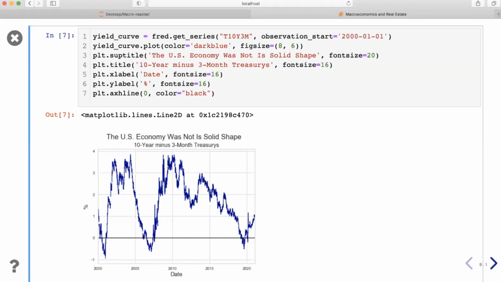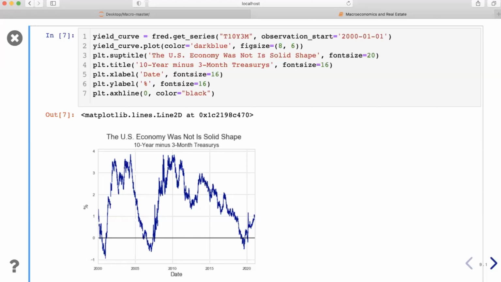There is a suggestion out there that the US economy was on a solid footing before the word COVID ever entered the lexicon, and that's fundamentally not true. This is a yield curve. It's the difference between the 10-year and the 3-month US treasuries graphed out over a period of time. The horizontal line at zero indicates anything above that line is a positive yield curve, anything below it is a negative yield curve. And negative yield curves have presaged economic contractions for some period of time.